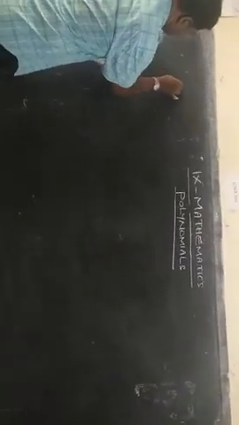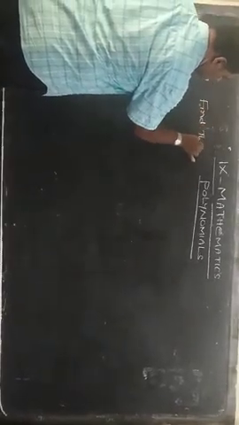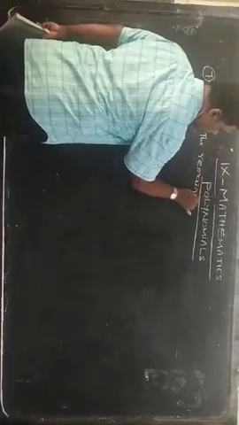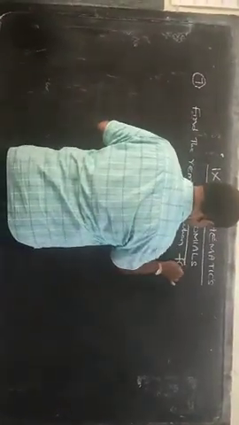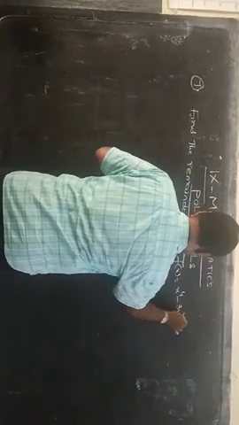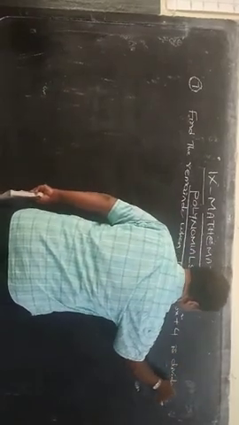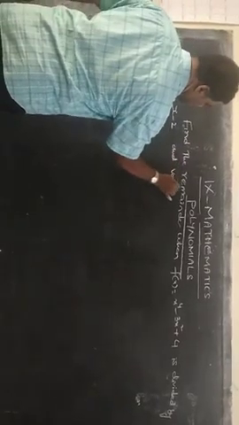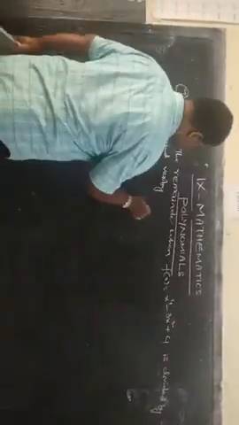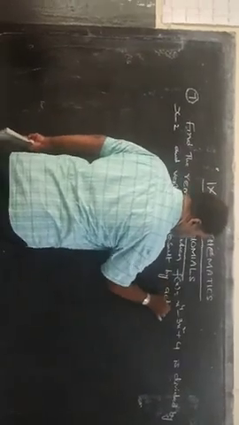Right, question number 7. Find the remainder when f of x is equal to x to the power 4 minus 3x square plus 4 is divided by x minus 2, and verify the result by actual division.